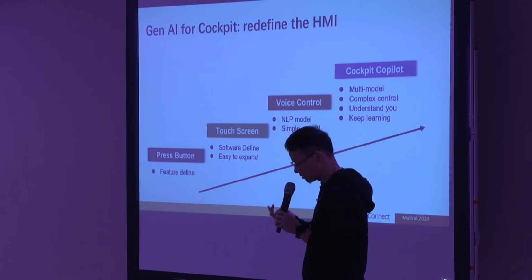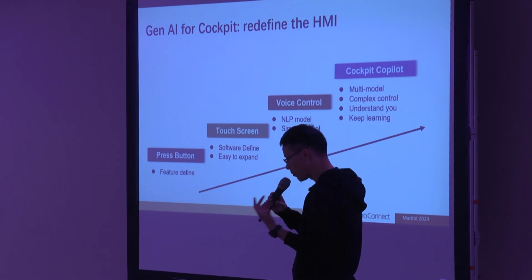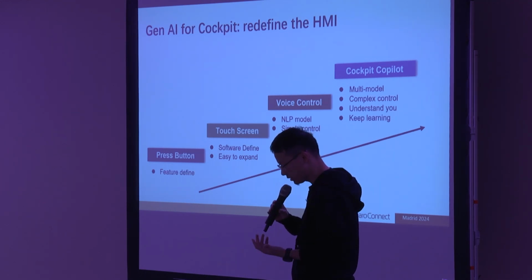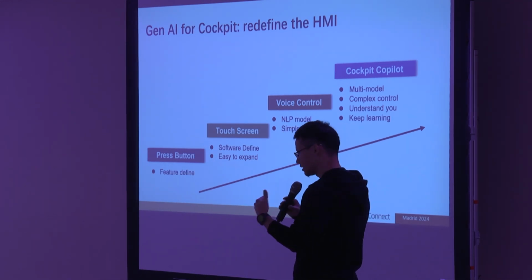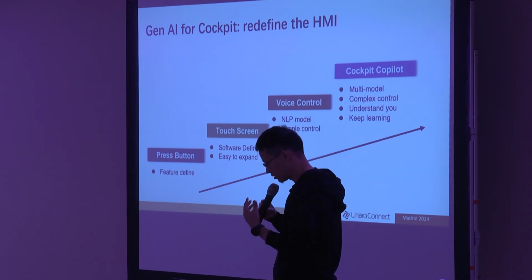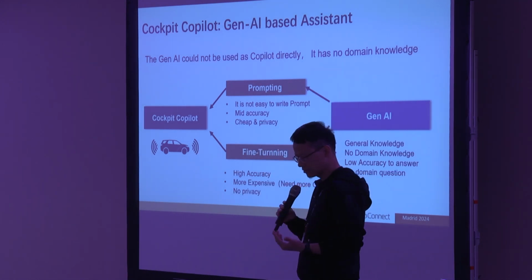But now, the cockpit is a copilot, you see. And you will have a copilot in your car by general AI. It's multimodal, complex controlling, understands you, and keeps learning. The copilot will keep learning your style, and will be smarter and smarter. So it's totally different. So let's see something different. General AI-based assistant is a copilot.